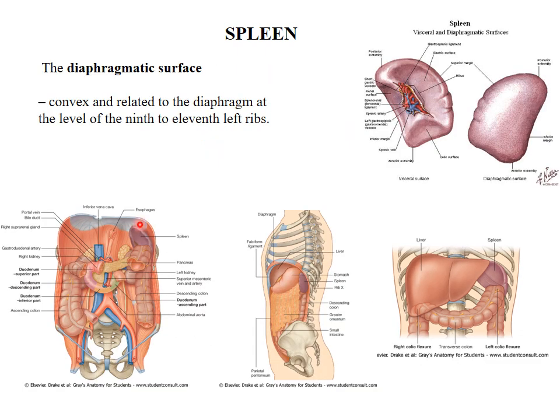Diaphragmatic surface is convex and it is in relation with the diaphragm and through the diaphragm with the left lung and left pleura and part of the pleural cavity, then with the 9th, 10th and 11th rib. These are the relations of the diaphragmatic surface of the spleen. This is the diaphragmatic surface.